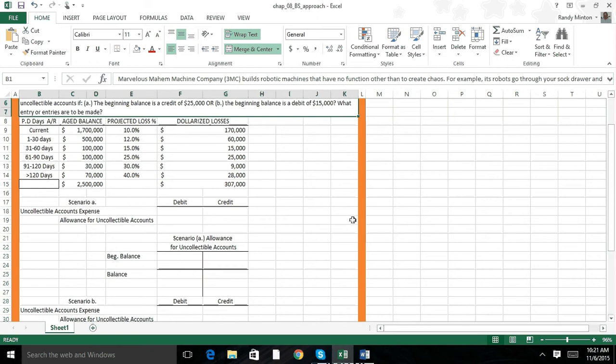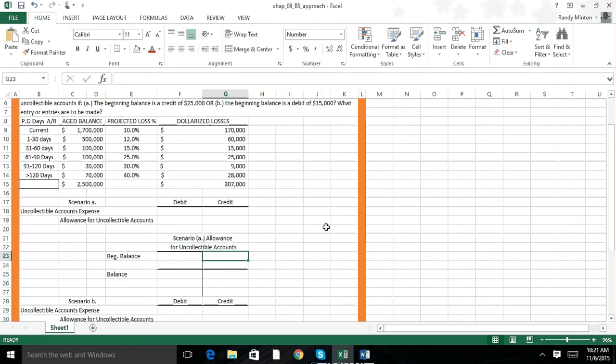if we began with a credit balance of $25,000. So I'm just going to put that number in and hit enter. And what you notice now is that I have an uncollectible accounts expense and an allowance for doubtful or uncollectible accounts that's been calculated based upon what this number here has to be. So notice it's exactly the same as this number here.